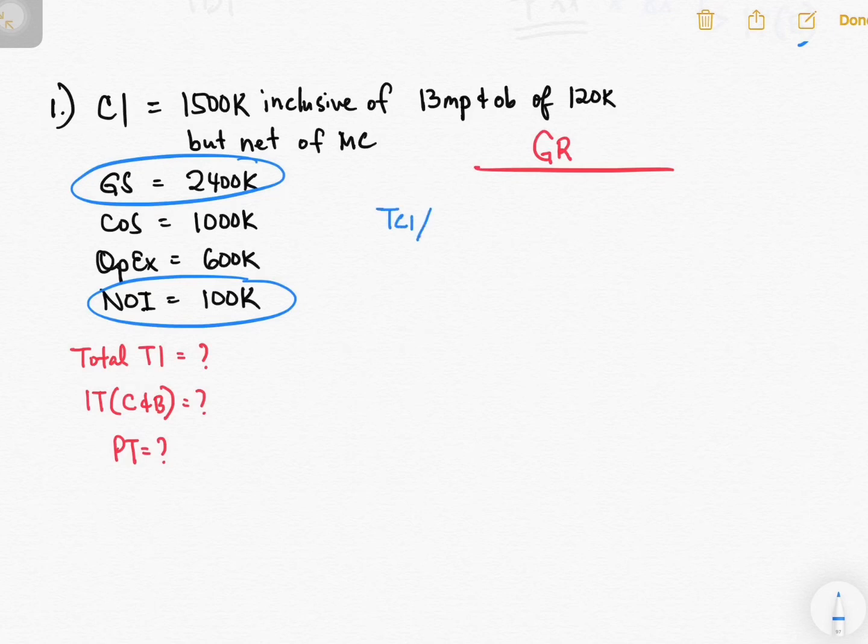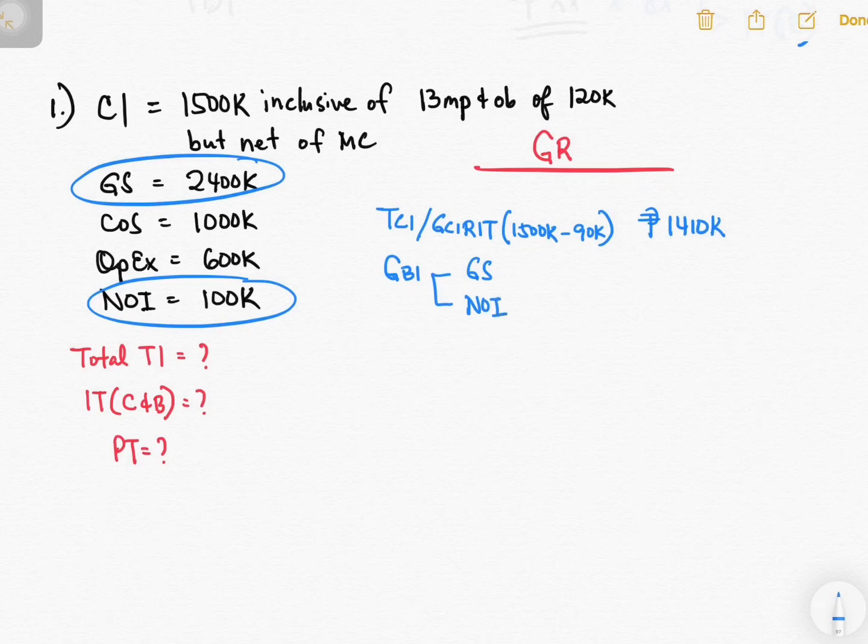Anyways, start with your taxable compensation income, which is also your gross compensation income subject to regular income tax. It's 1.5 million minus 90K. Answer is 1.41 million. And then place your gross business income. You have two, your gross sales as well as your non-operating income. That's 2.4 million and then 100,000.